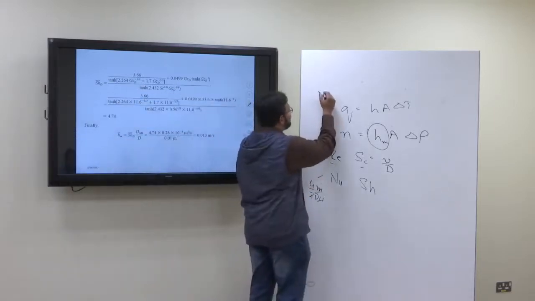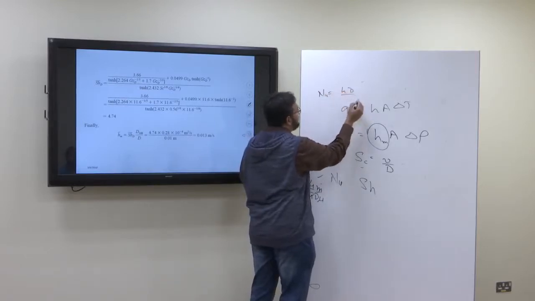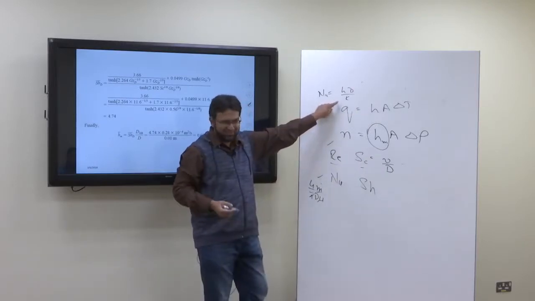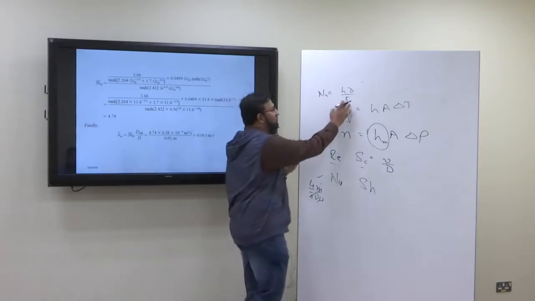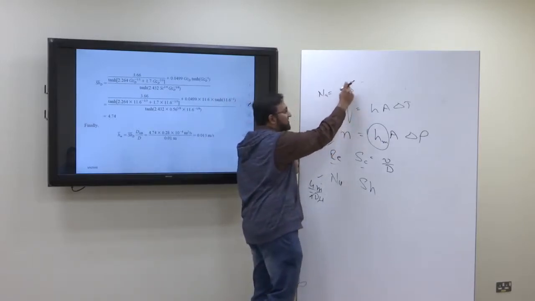The Nusselt number is hD upon k, right? But k is thermal conductivity. Is there any thermal difference we have here? No. We have D. We have put D here. But this D is the diffusion coefficient, and the other one is the diameter.